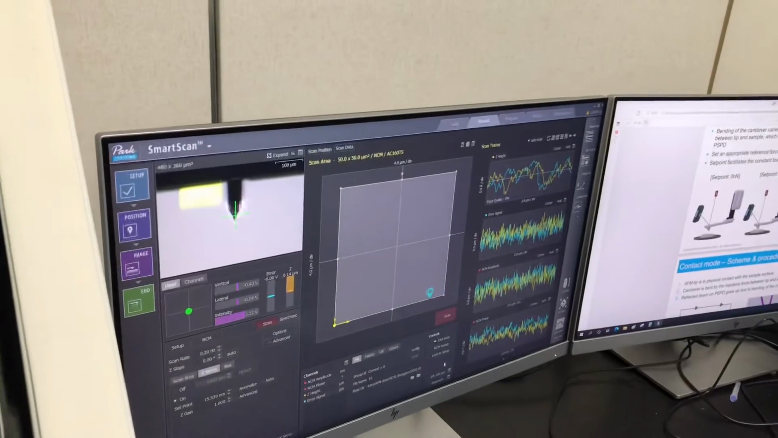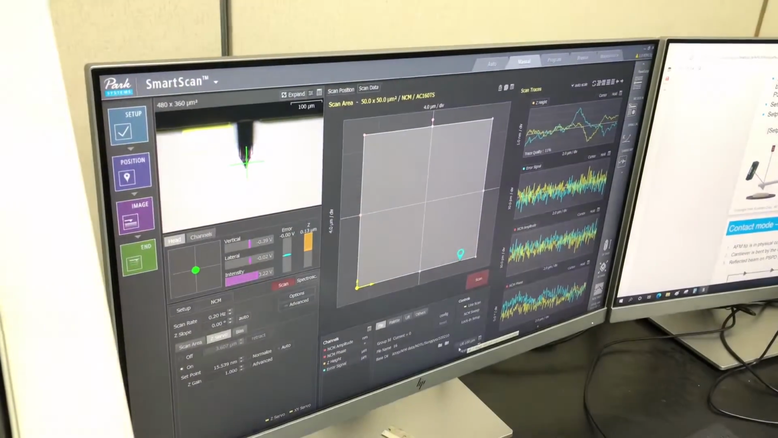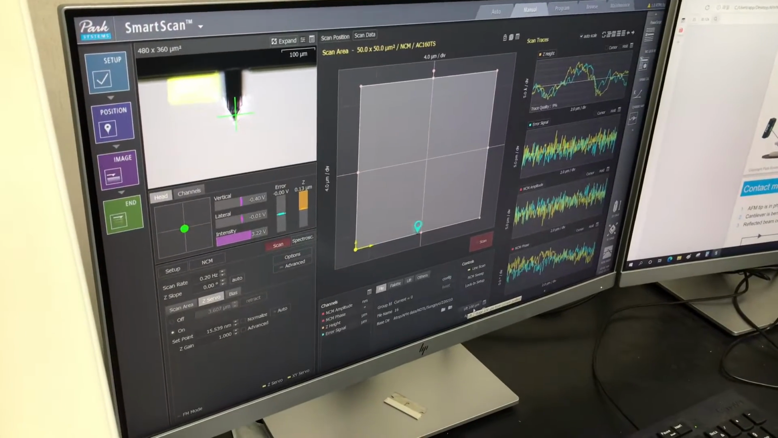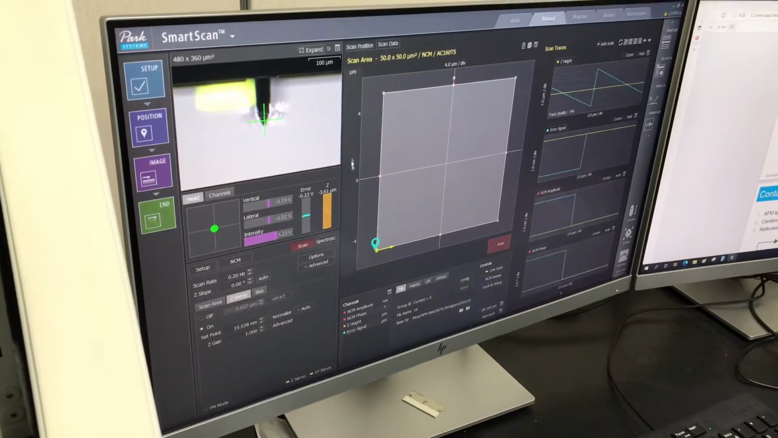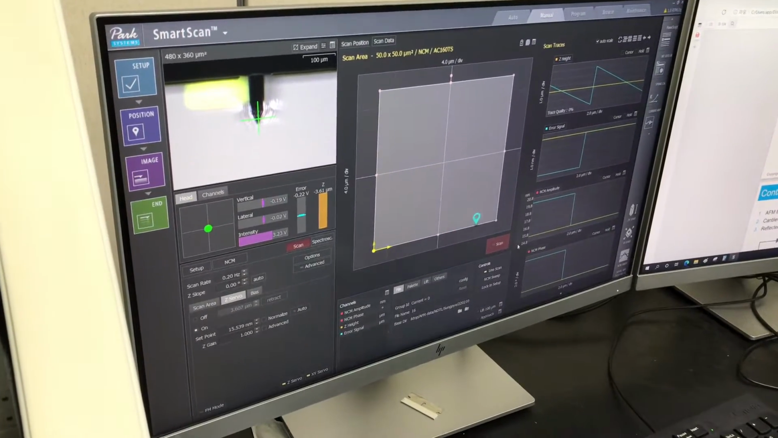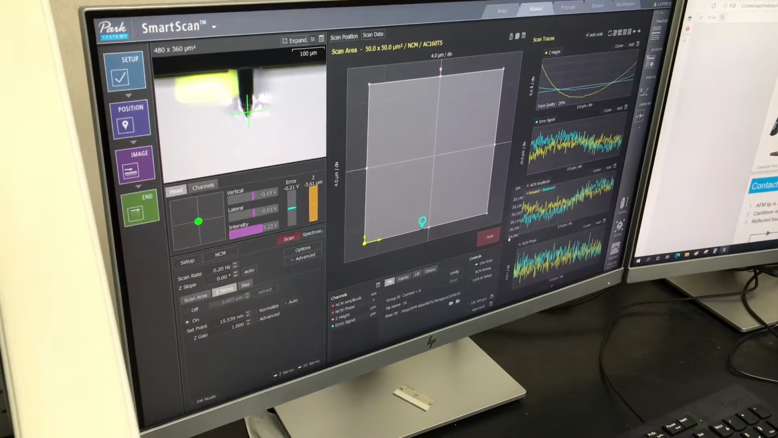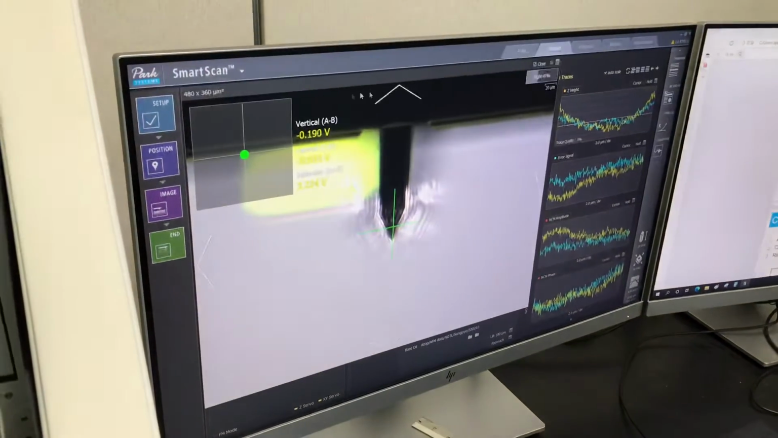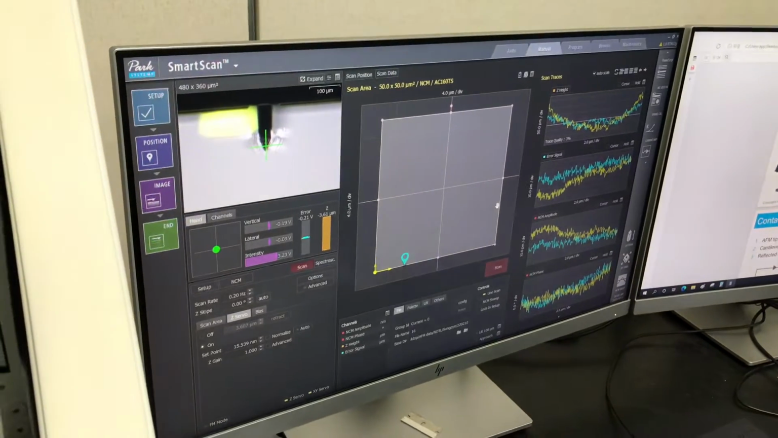If you want to move the tip, you have to push this one first, lift to 100 micrometer. Push this one, so the tip goes upside, lift is 100 micrometer. Now you can move. Sometimes you worry about some collision.